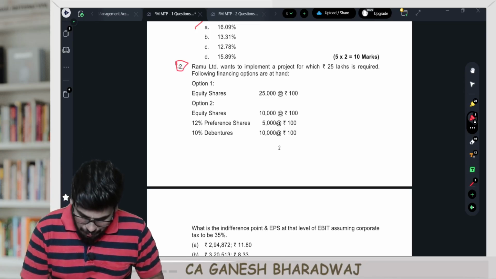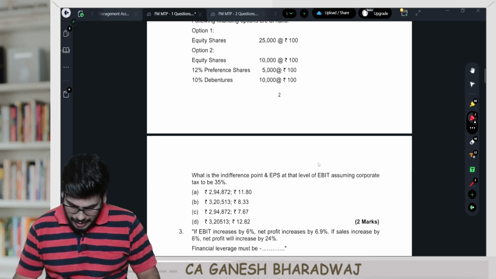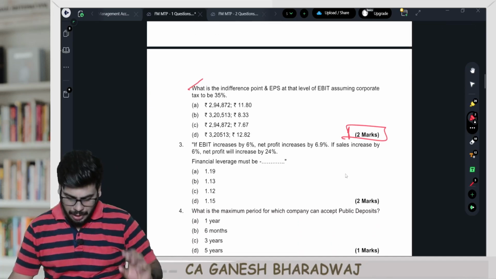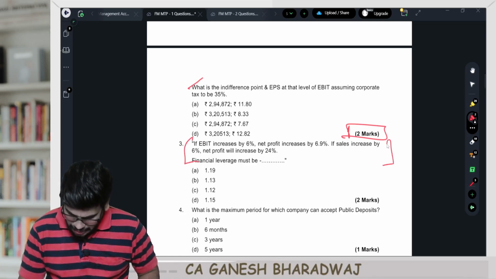If you look at this, question number 2 is there. They have given one data, out of which they have asked one question. That's all. It carries 2 marks. Similarly, in question number 3, they have just given one small case study here.